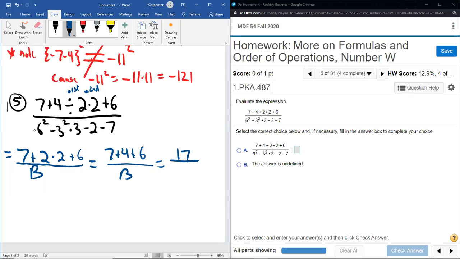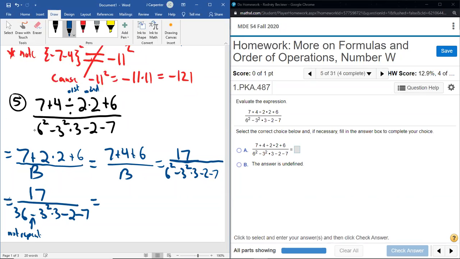Now that the top is a single number, let's rewrite the bottom of 6 squared minus 3 squared times 3 minus 2 minus 7. Now let's do PEMDAS in the bottom. We have two different exponents, 6 squared being 6 times 6, which is 36. So 17 over 36 minus 3 squared times 3 minus 2 minus 7. Now this 3 squared, this minus is not repeated. We just rediscussed that issue, like the negative 11 squared without a parenthesis around it, the negative is not repeated. That's just 3 times 3. This 3 squared is just 9. There's still the minus in front of it. So 17 over 36, the minus that was in front of it, here is the 3 squared, which is 9, times the 3 that was after it, minus the 2, minus the 7.